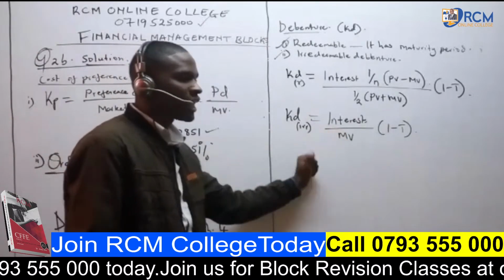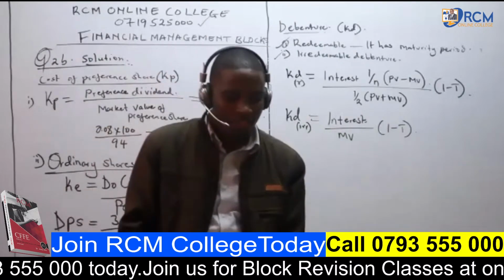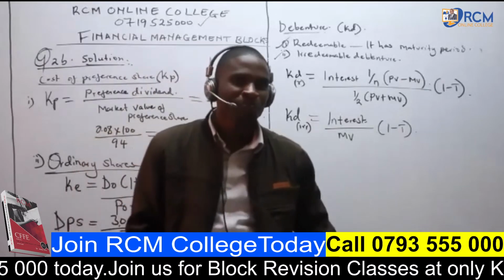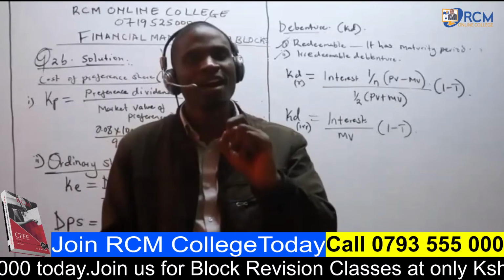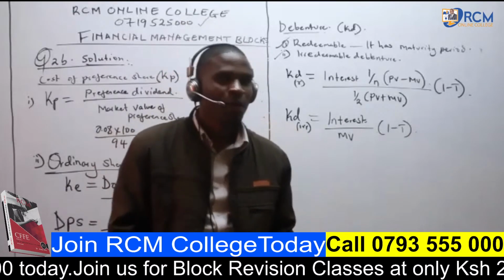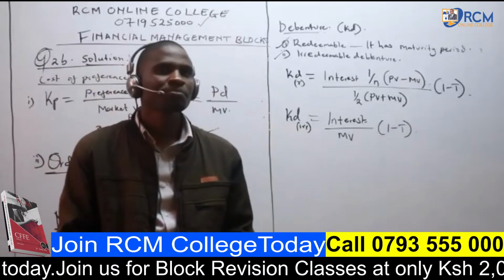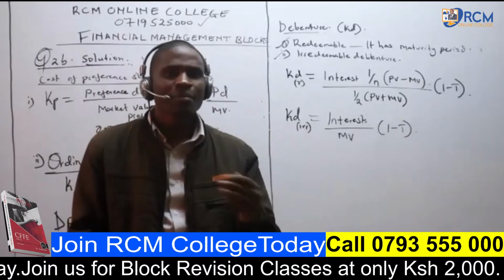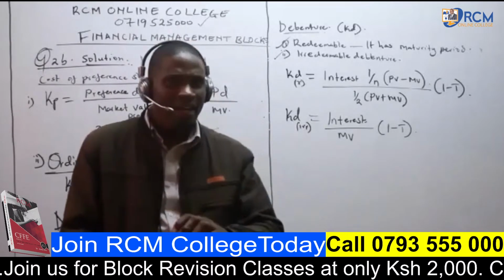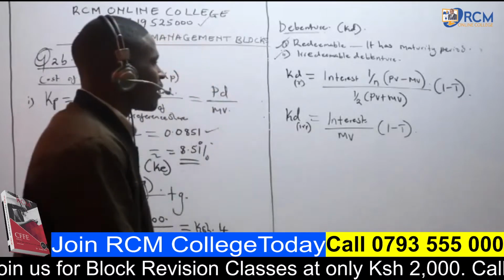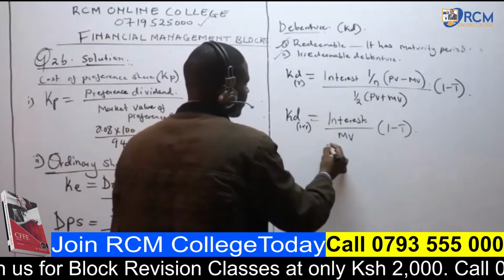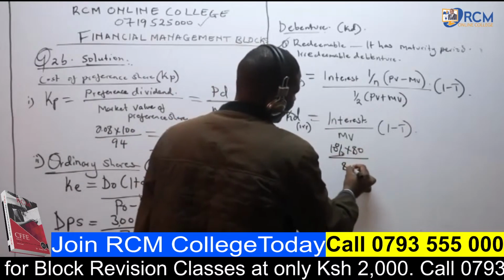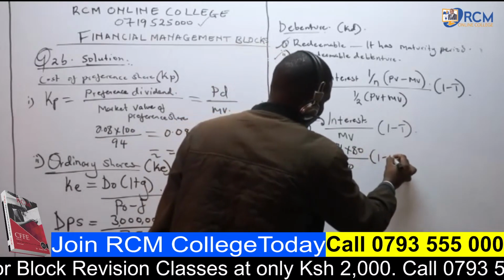Now, I want somebody to tell me, how do we get the interest here? Look at the debenture. We are told that we are having a 10% debenture. Are we given the par value? Remember, we look at the 10% of the par. Of course, no, we are not given the par value. The examiner wanted us to assume that the current market price is the same as the par. So the debentures are going at the same as the current market price. So it's 80 divided by 80, the current market price. Then we adjust with 1 minus 0.3.